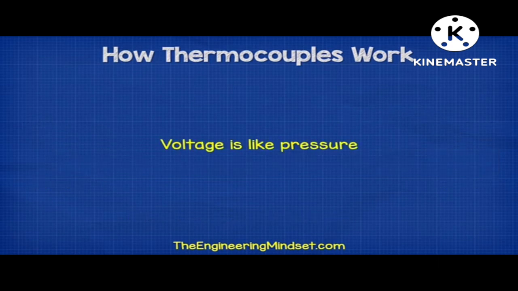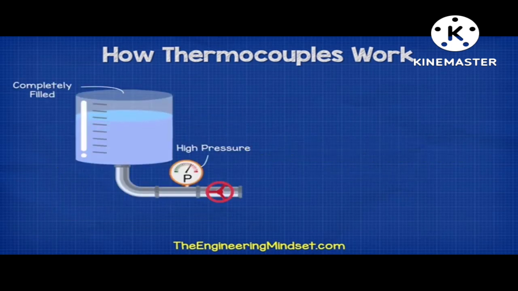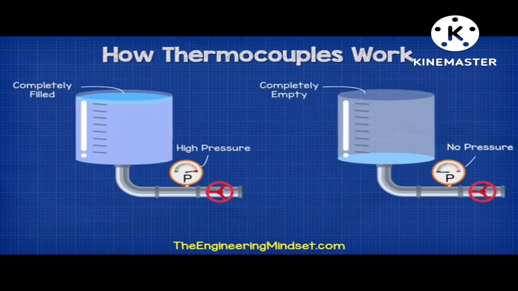Voltage is like pressure. We're measuring the difference, or potential difference, between 2 points. If you imagine a pressurized water pipe, we can see the pressure using a pressure gauge. The pressure reading is comparing 2 different points also: the pressure inside the pipe compared to the atmospheric pressure outside the pipe. When the tank is empty, the gauge will read 0 because it has nothing to compare, as both are now the same pressure.